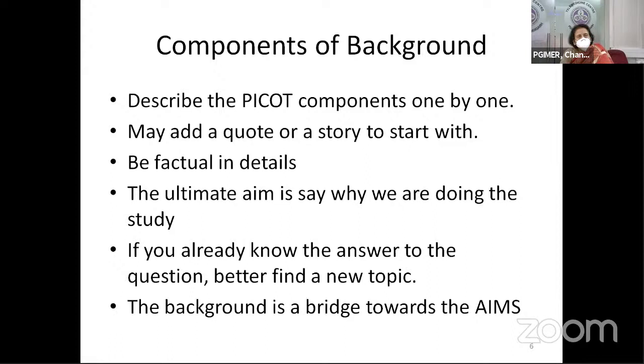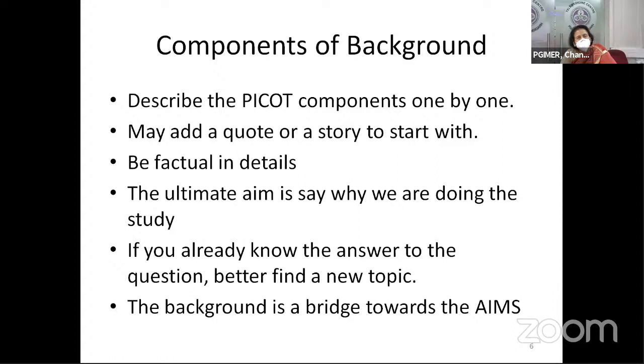So all that is published in literature is not evidence, because an evidence is something in which you have actually appraised the findings which have been published in the literature. So the ultimate aim is to say, why are we going to do the study? Why have we taken up this particular question? It is said that most of the research validity lies in the research question. If the research question is good, then your project is actually going to be good.